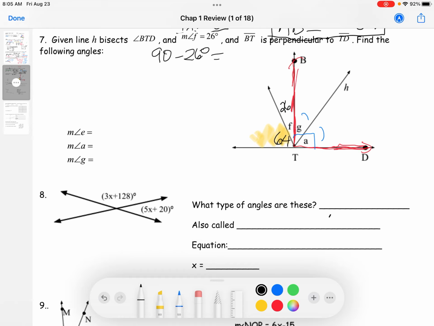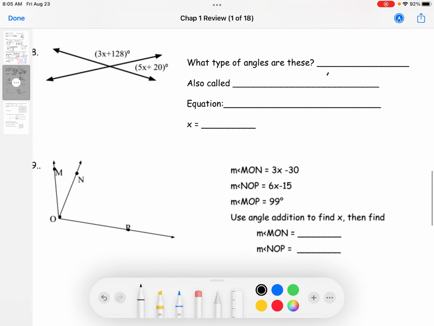Okay, these other two angles are 45 because H bisects BTD. Okay, so measure of angle E was 64. Okay, and the other two were 45 and 45. And I put the degrees, and that's typically what you're supposed to put there. I'm going to go back and fill those in. Okay. Number 8.